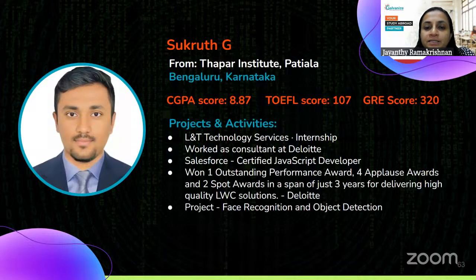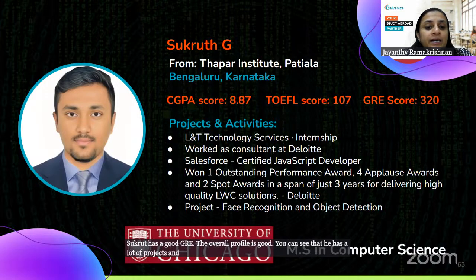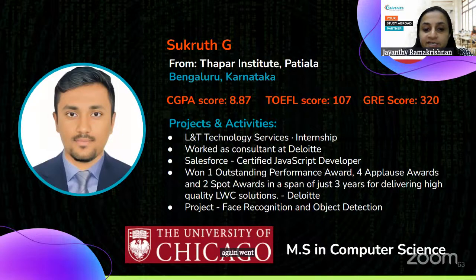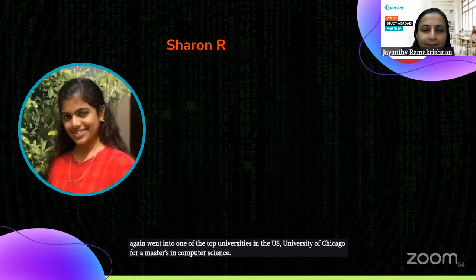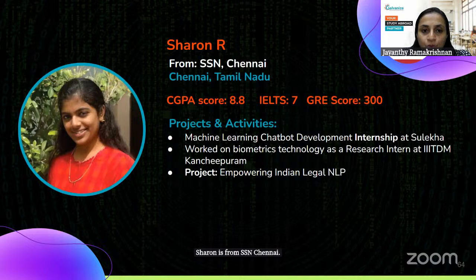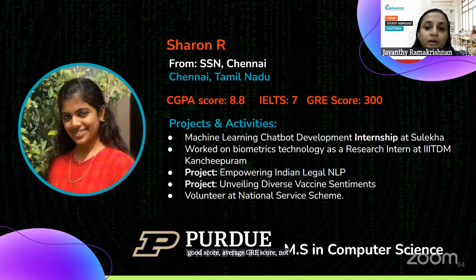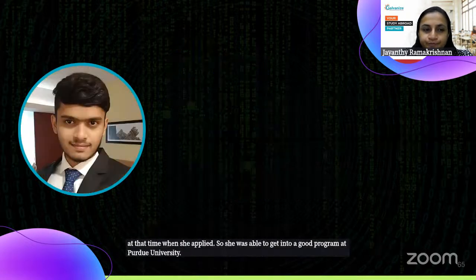Sukrut has a good GRE. The overall profile is good. He has a lot of projects and activities. Again, went into one of the top universities in the US, University of Chicago, for a master's in computer science. Sharon is from SSN Chennai. Good score, average GRE score, not great. But Purdue had waived the GRE at that time when she applied. So she was able to get into a good program at Purdue University.